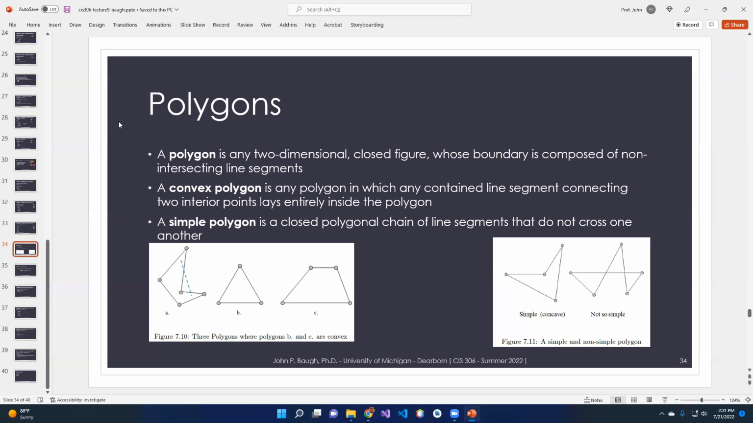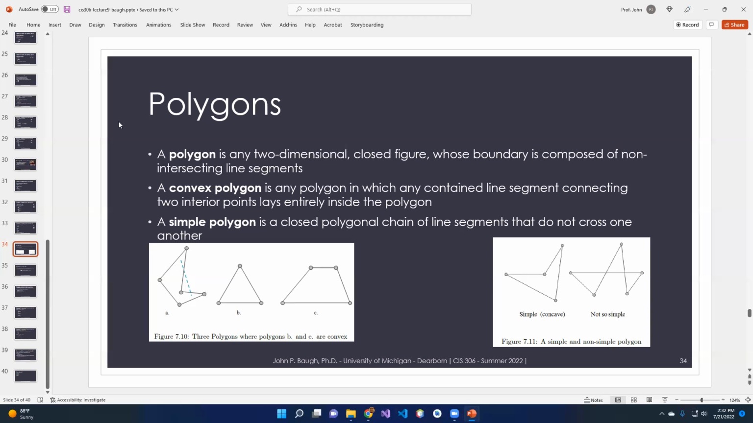All right, so polygons are up next. A polygon is any 2-dimensional closed figure whose boundary is composed of non-intersecting segments. Okay, so we have convex and simple polygons. So convex polygon, and then we have concave polygons.